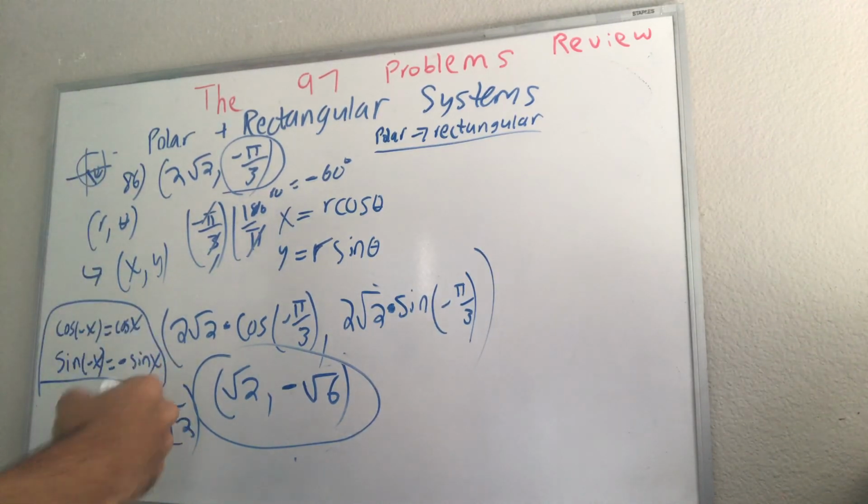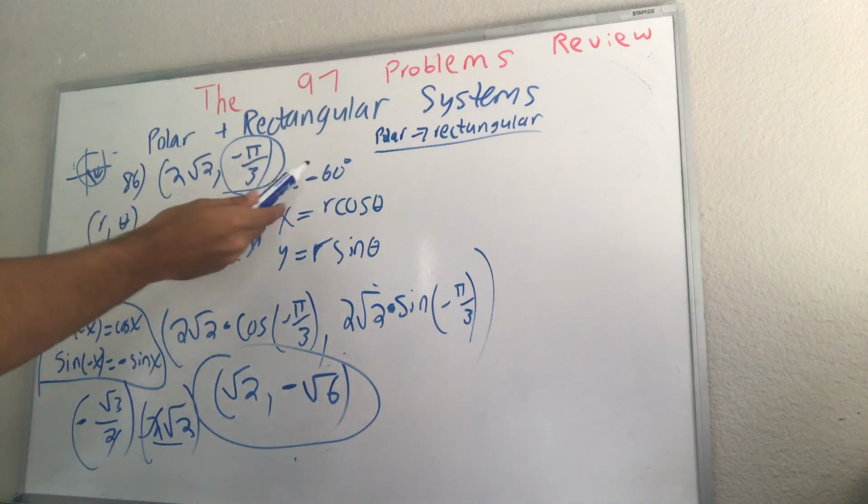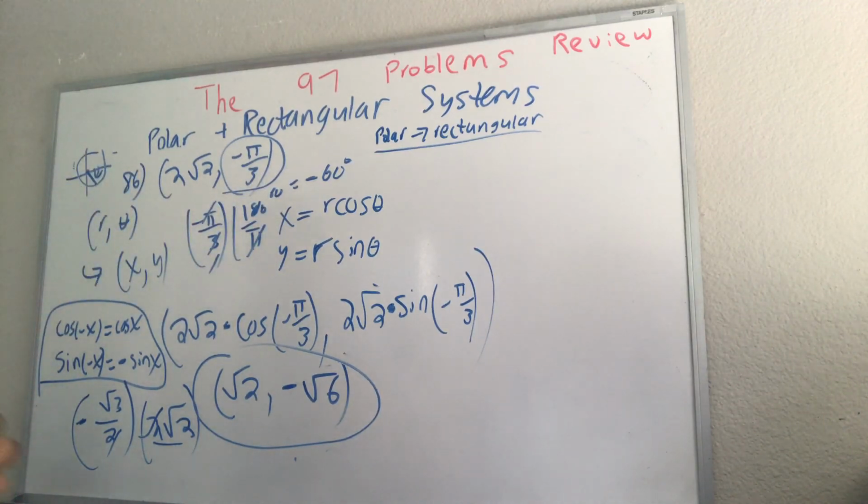But now, if you had been more than 90 degrees, you would have it in quadrant 3. More than 180 degrees, somewhere here in quadrant 2. However, 60 degrees will still put you somewhere in quadrant 4. So this point over here is valid. So your answer to question number 86 is root 2 comma negative root 6.